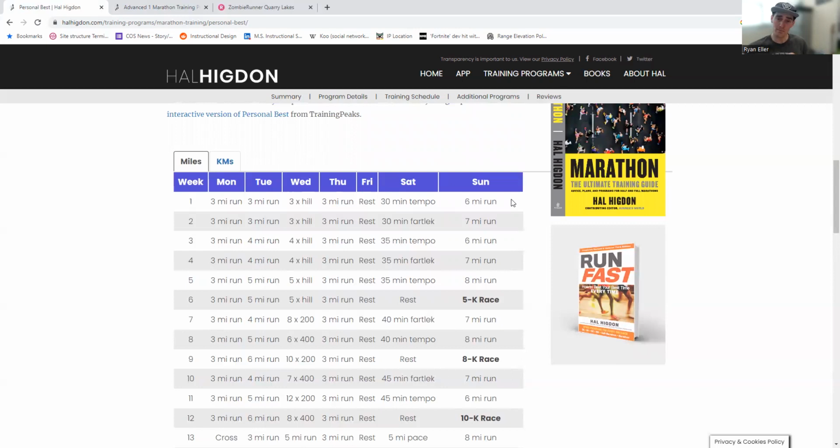Now, Sundays, if you're not racing, are your long run days. And you can see that they start pretty pedestrian in about the 6 to 9 mile range for the first half of the program.